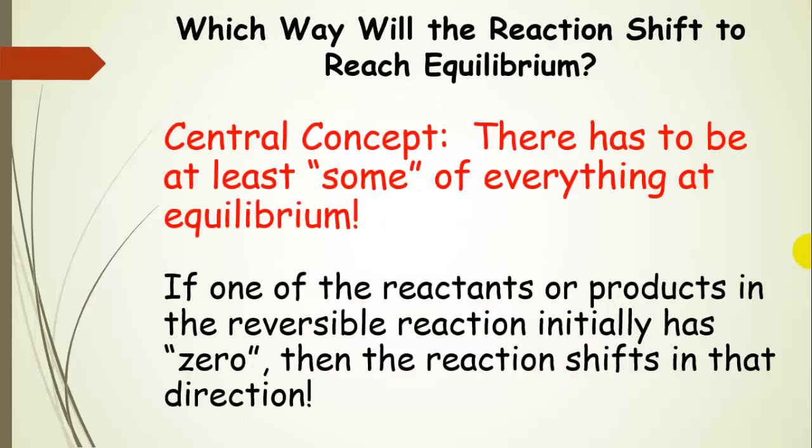And we're going to use a central concept to figure that out. And that is that there has to be at least some of everything at equilibrium. So at equilibrium, we're not going to have 0 of something. We might have a teeny tiny amount of it, but we won't have 0. And so if one of the reactants or products in the reversible reaction initially has 0, then the reaction has to shift toward that reactant or product, because we have to have at least some of everything.